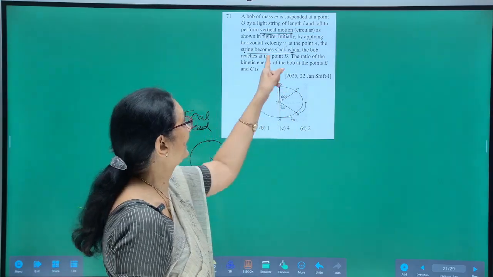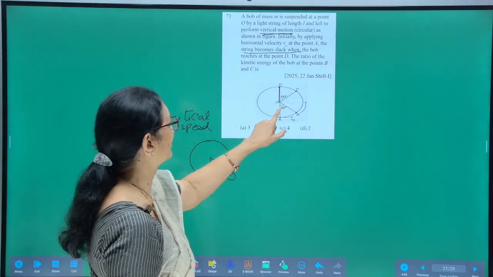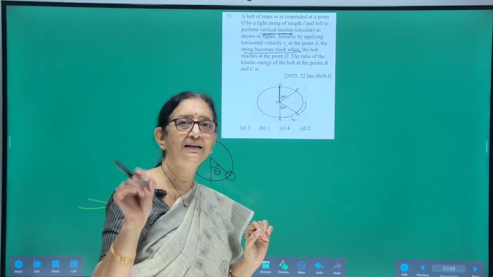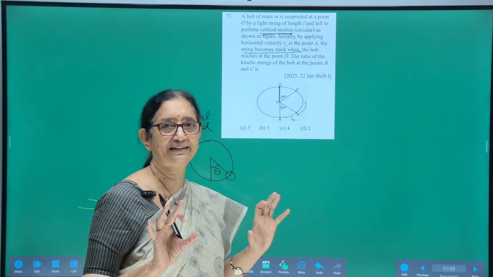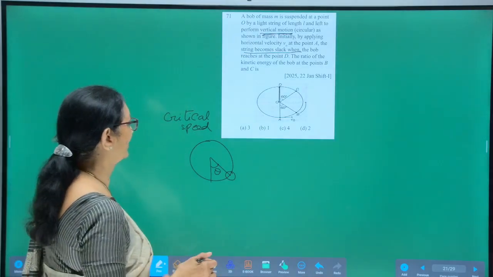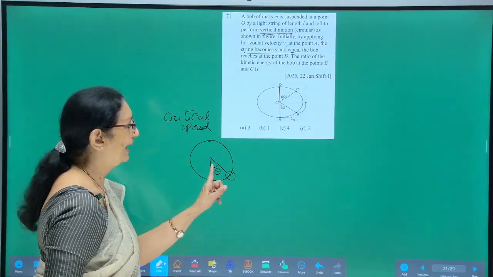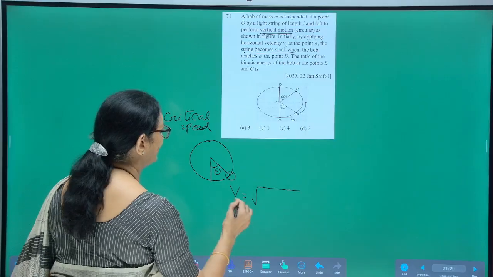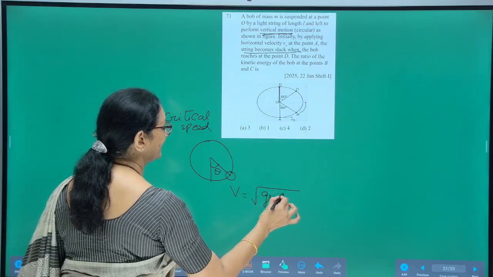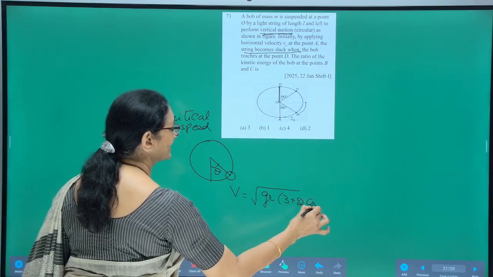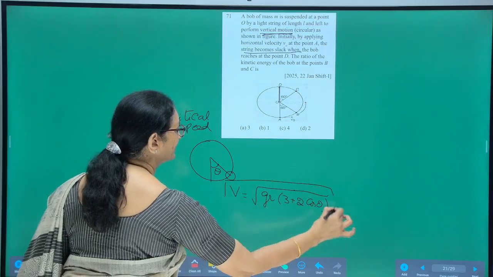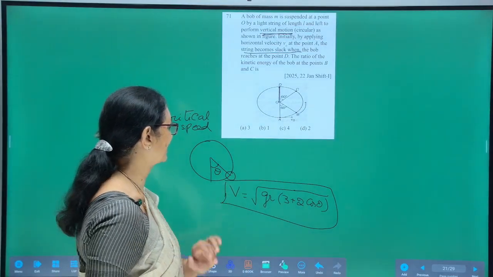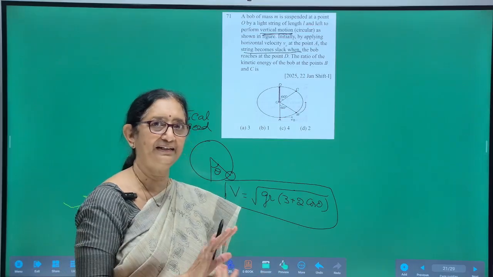Here that is hinted by saying the string just slackens on reaching the highest point D. That is possible when the body is negotiating the vertical circle with critical speed. So, at any position making an angle theta with the vertical, the speed is V equals square root of gR into (3 plus 2 cos theta). If you do not remember this formula, go back to the derivation. It is there in your notes. So V equals square root of gR into (3 plus 2 cos theta), that we know.